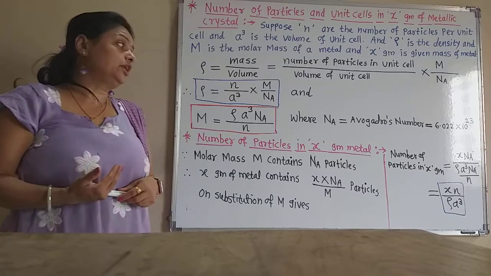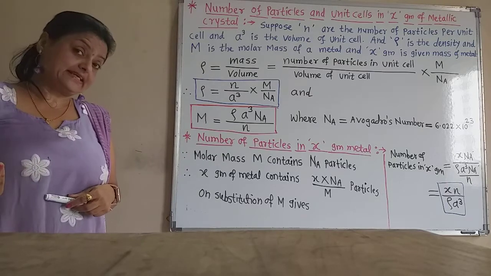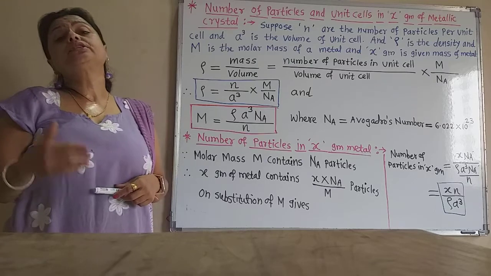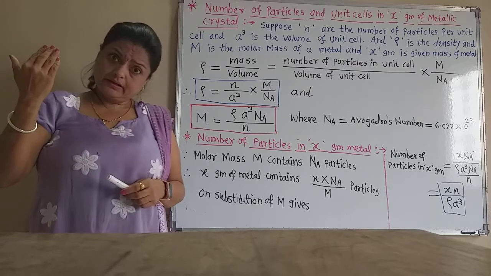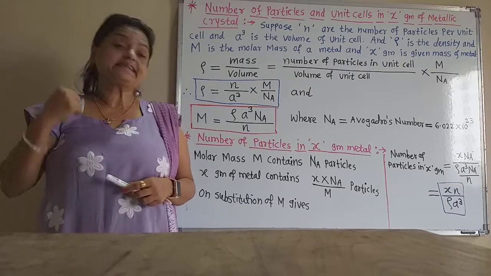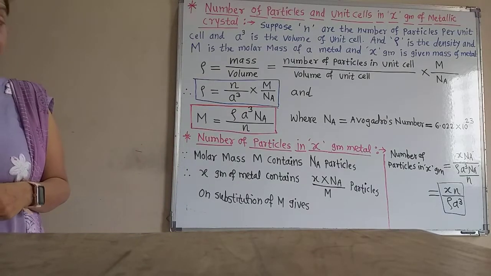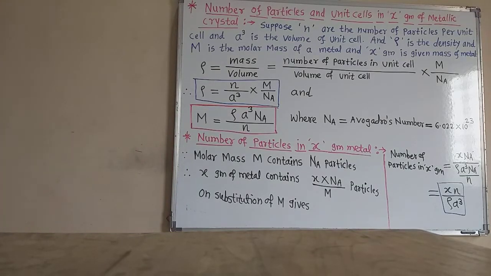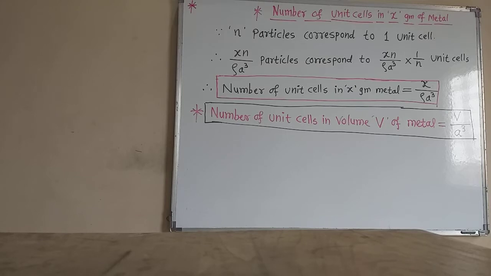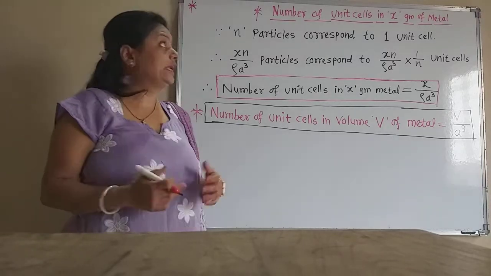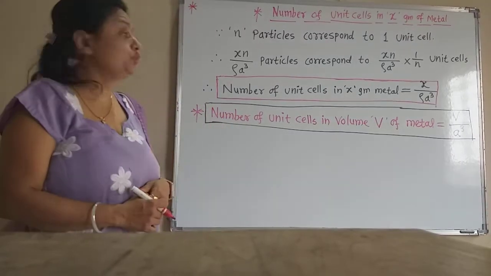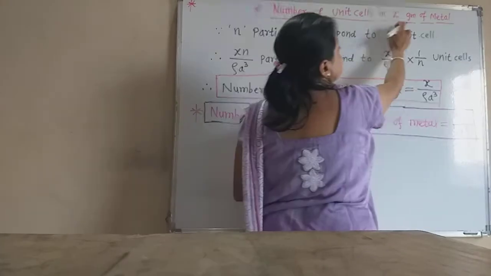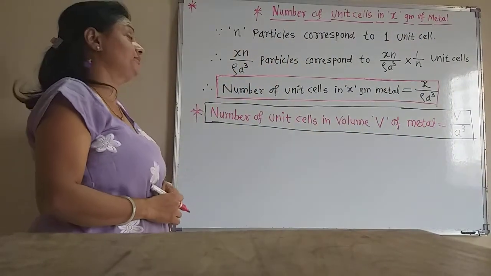Now let us calculate the number of unit cells present in the x gram, and then calculate the volume of the total metal which is present in the x gram. Now calculate the number of unit cells in x gram of the metal. Let us see by which formula. Now again pay attention: to calculate the number of unit cells present in the x gram of metal, which formula we have to use.